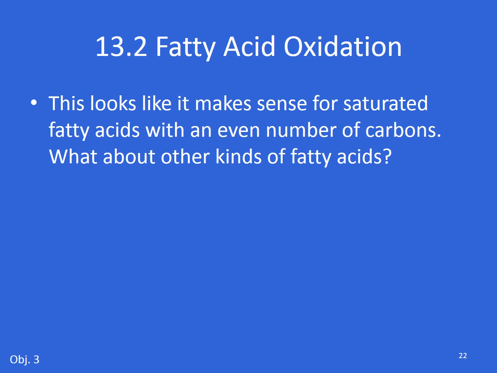Okay, so this is nice. It's a little bit complex, but now we can do the math. Great. So it makes sense for saturated fatty acids with an even number of carbons. But, you guys have been through organic chemistry. There's all kinds of fatty acids. We've talked about saturated and unsaturated fatty acids, even-numbered fatty acids, odd-numbered fatty acids. There's all sorts of varieties. What does our body do with other kinds?